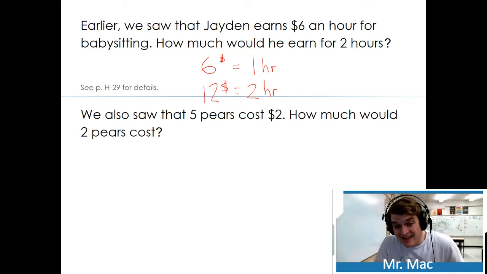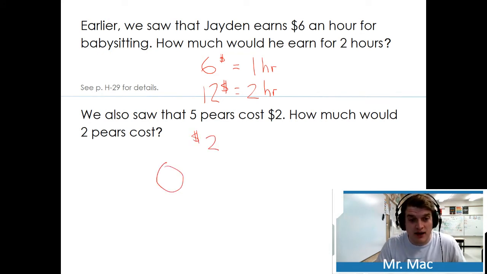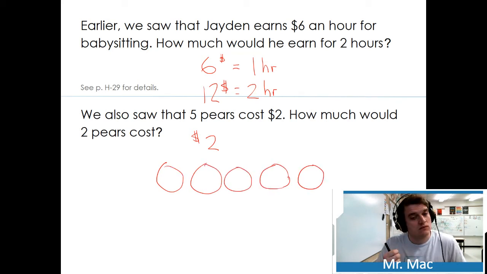Now, this is a tricky question because it doesn't actually give us the unit rate, the cost of one thing. So the first step we need to find is, how much does 1 pear cost? So we have $2, and we need to share that $2 with 5 pears. So this is a division question. Can I divide $2 with 5 pears? And the answer is I can't.